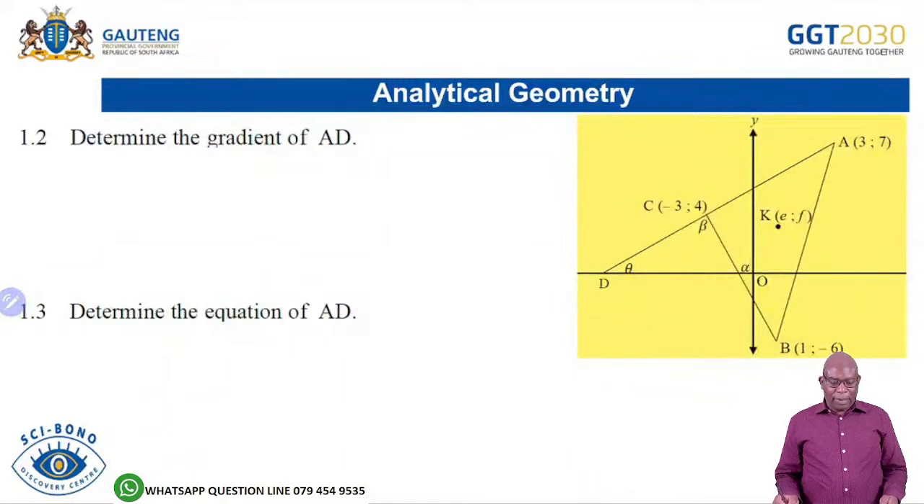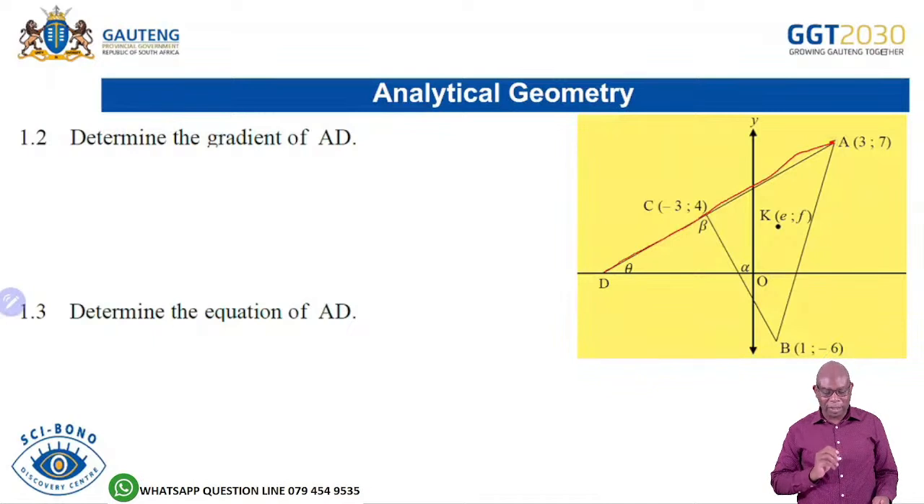Okay, the next question there says determine the gradient of AD. So what do I do again? I go to AD. Here's my line AD. I need the gradient. So remember, then I go to my formula sheet. I say, which formula represents the gradient?